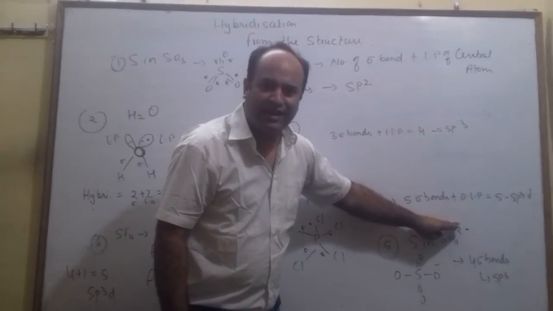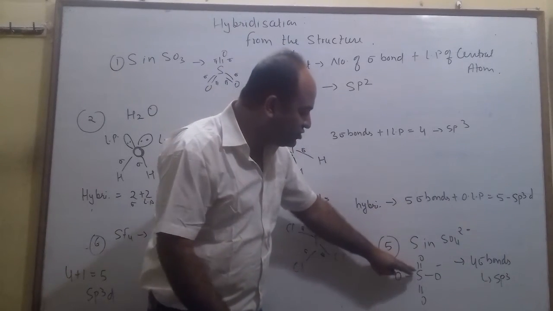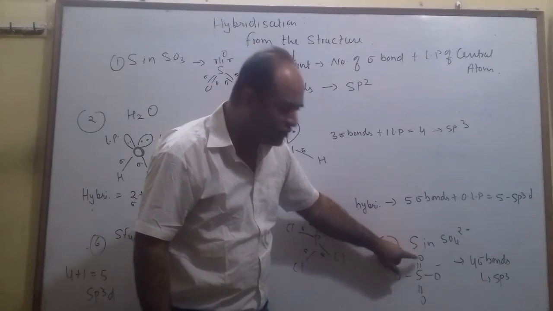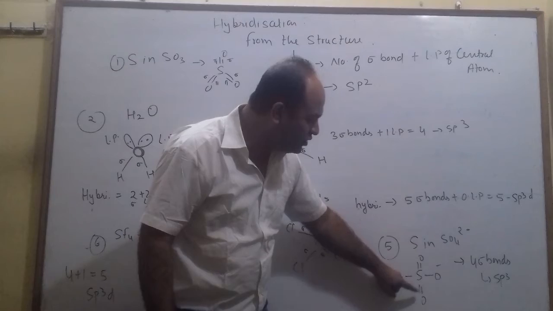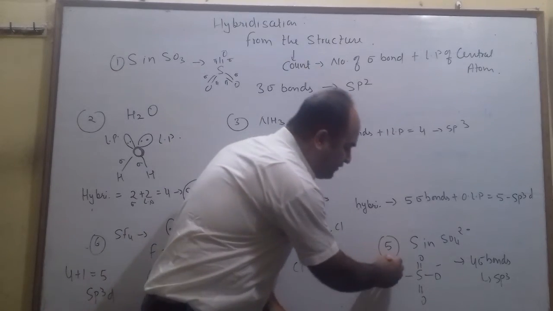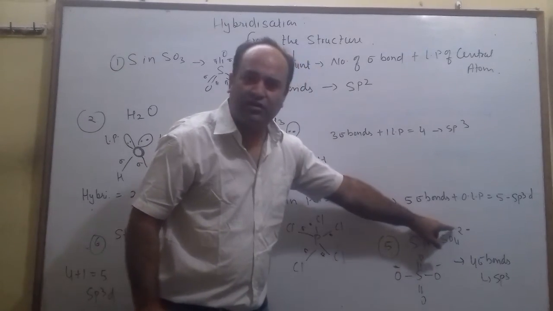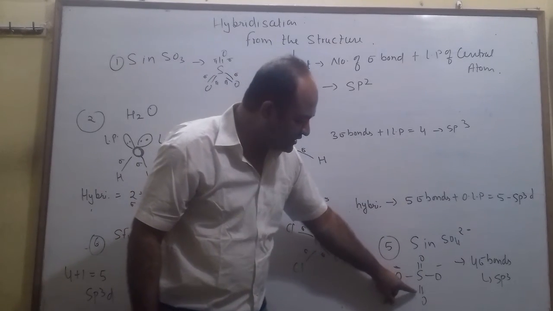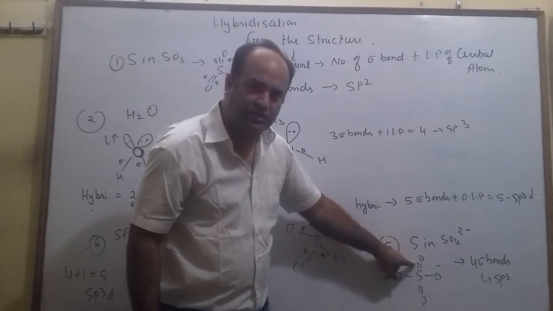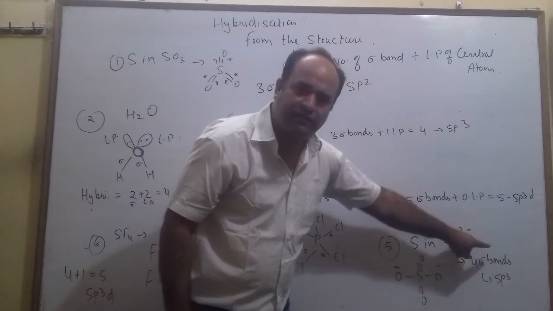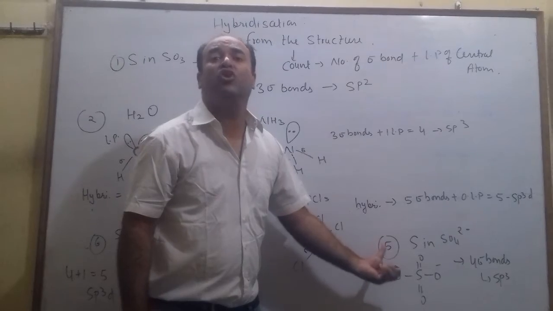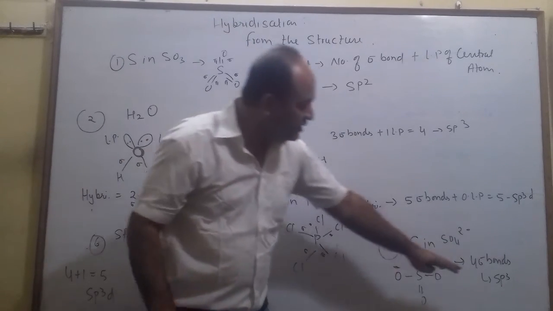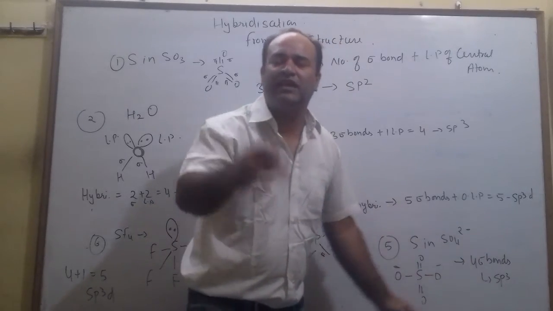Let's take one more example, example number 5: sulfur in SO4 2 minus. Sulfur is connected with 4 oxygens, one oxygen with double bond, second oxygen also with double bond, O negative and one more O negative, because we have 2 negative charges. So how many sigma bonds? One here, second here, third here, fourth here. 4 sigma bonds, and as you can see, there is no lone pair. So 4 sigma bonds, 0 lone pair, again you will get sp3 hybridization.